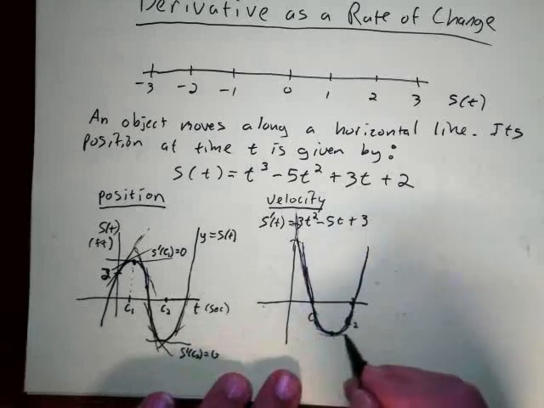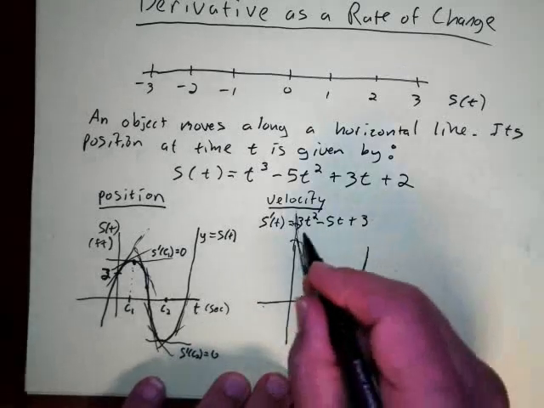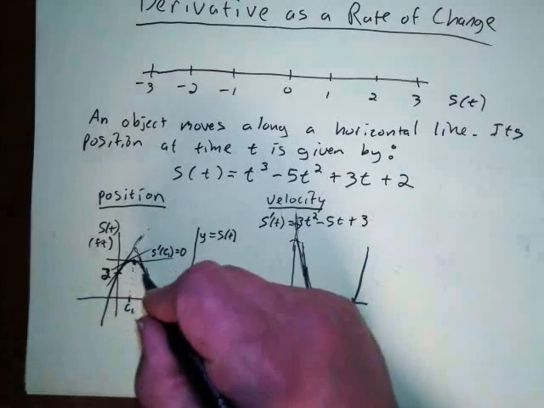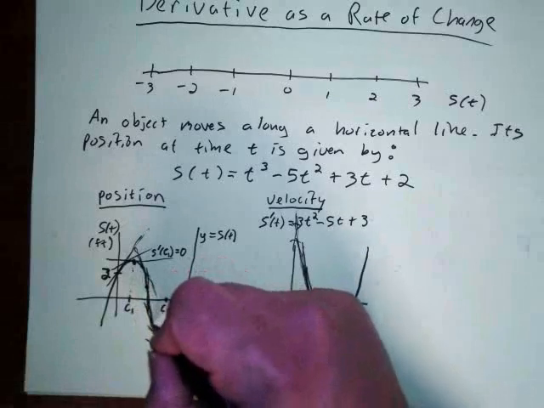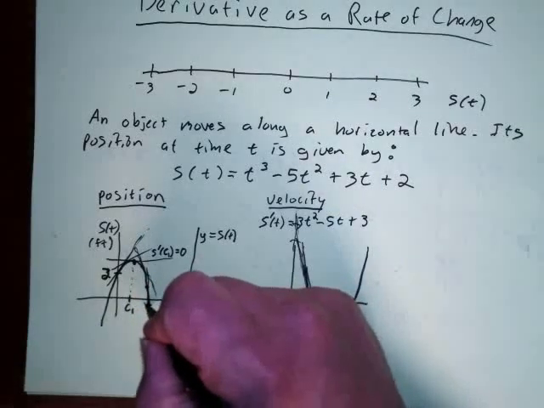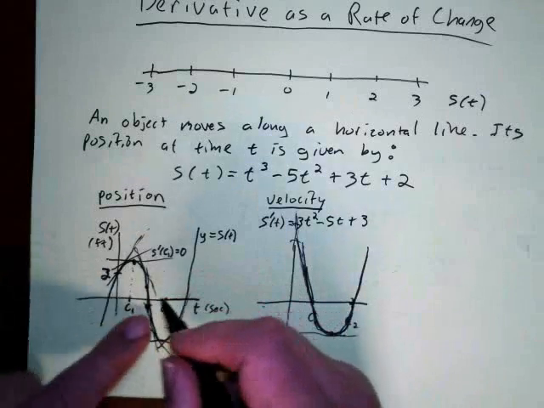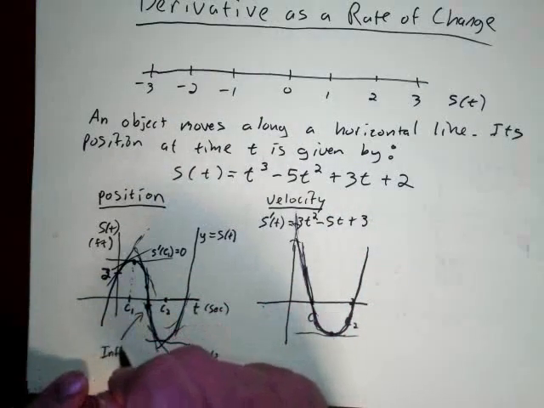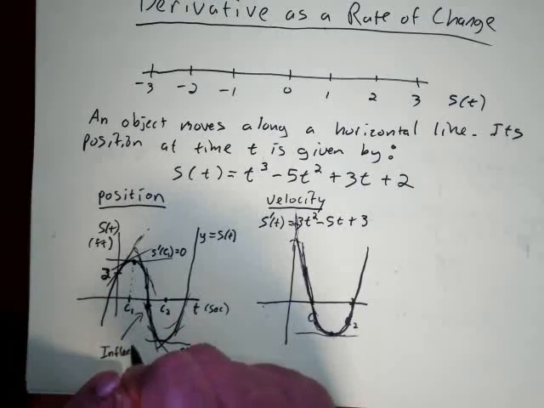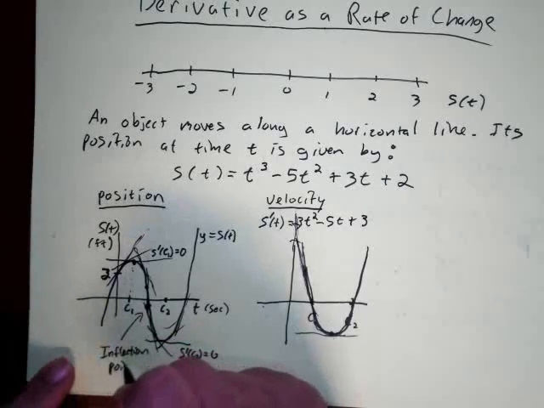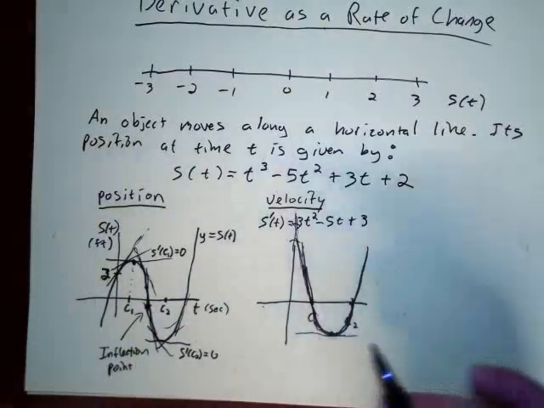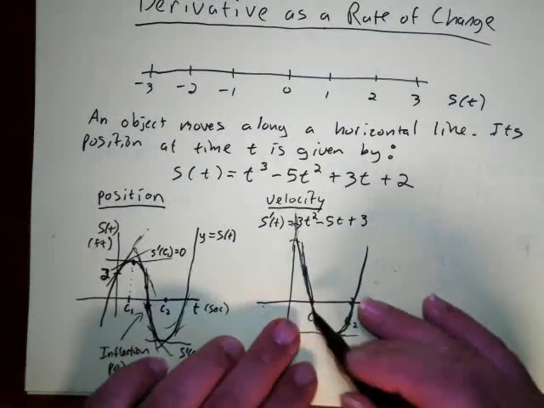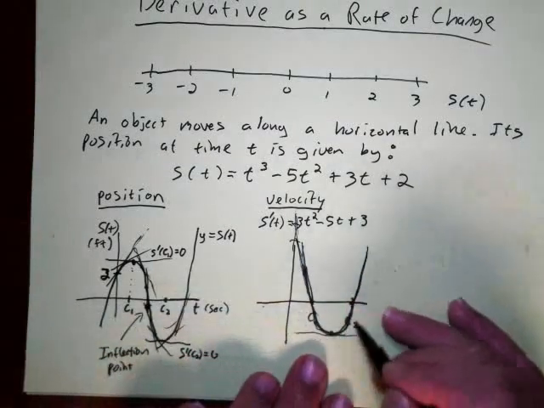So this steepest point here, where the velocity takes a turn, or reaches a minimum value, or you can think of it as when the velocity has a horizontal tangent line, is where this graph changes from being concave down to concave up. It's not necessarily at the x-axis, but wherever that is, that's called the inflection point. So where a graph changes its concavity is called the inflection point, and it's where the velocity graph makes a turn.